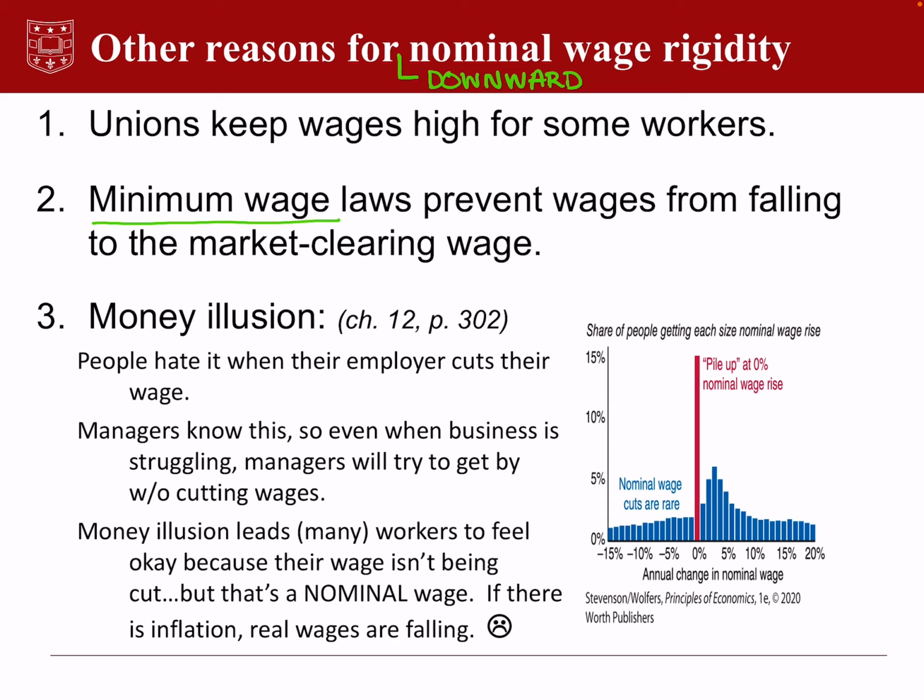One of these is that people hate it when employers cut their wages, and so I can certainly attest to that. Managers, employers know this, so even when business is struggling, managers will try to get by without cutting wages. So money illusion can lead workers, not savvy ones, but some workers, to feel like they're okay because their nominal wage isn't being cut. But again, that's a nominal wage. If there's inflation, real wages are falling.